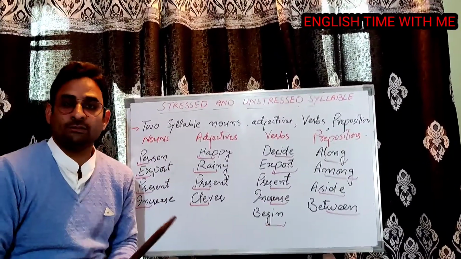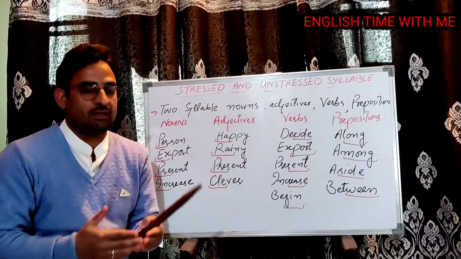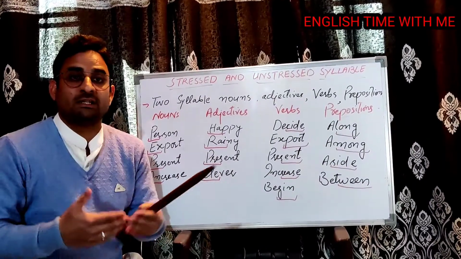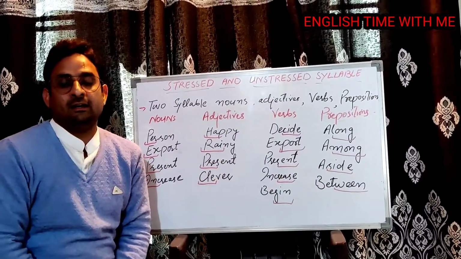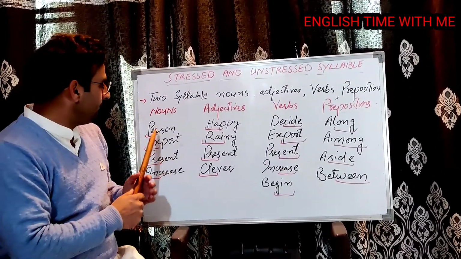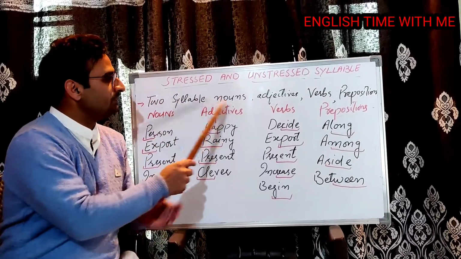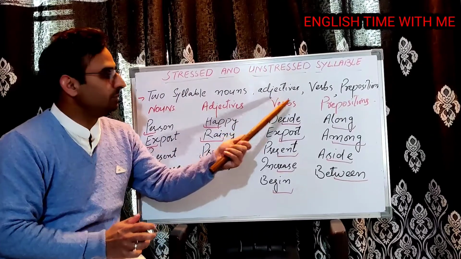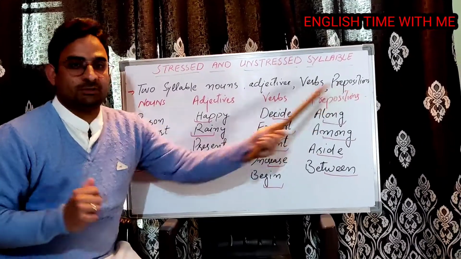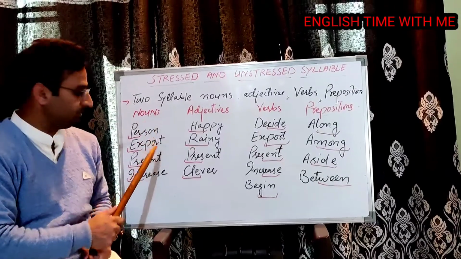Now the question is where to put stress. There are different kinds of words. There are two syllable words, some are nouns, some are adjectives, some are verbs, and we have multi-syllable words. We have a category: two syllable nouns, two syllable adjectives, two syllable verbs, and two syllable prepositions. First we will discuss two syllable nouns.